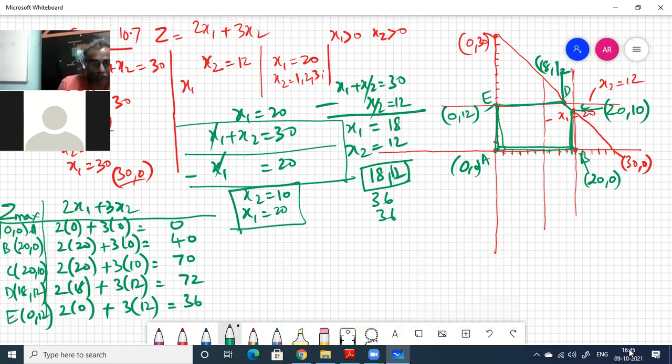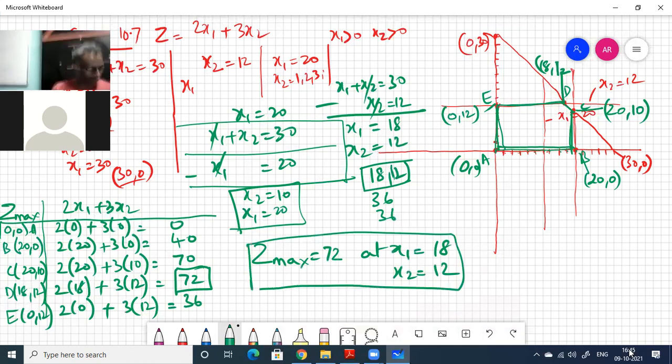Of these, which is greatest? 72 is greatest. Therefore, Z max is equal to 72 at x1 equal to how much? 18, and x2 is equal to 12. Okay, this is the maximizing function. That's all we have to say. So this is the third problem we have solved.